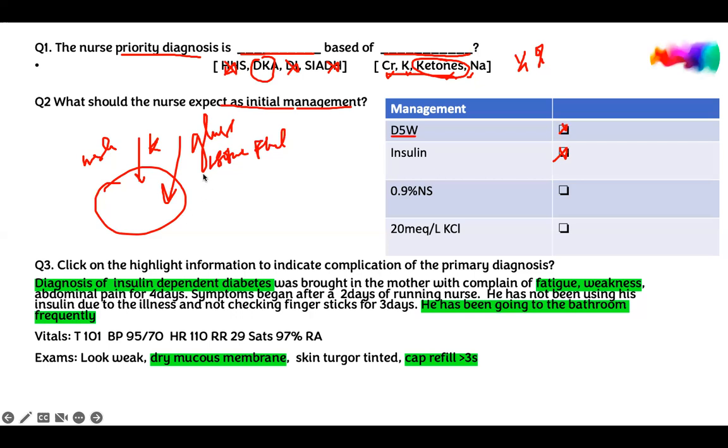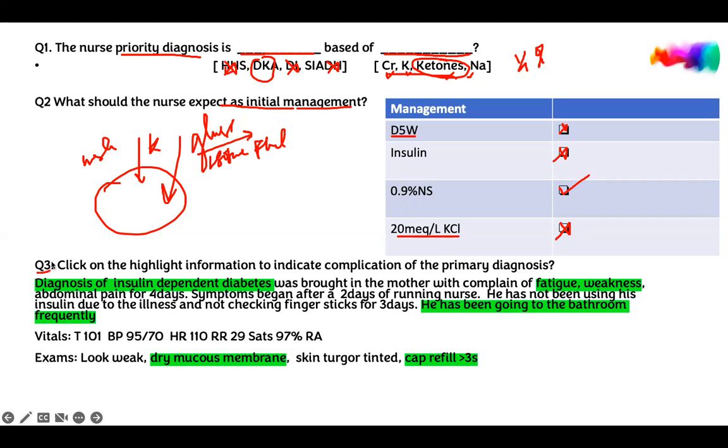And therefore, for the initial management, the whole thing they're having a problem with is diuresis from the glucose. So give them fluid and fluid and fluid before you give them insulin. Therefore, this is the right answer. You replace their potassium, but not right now. Number one is initial diagnosis.